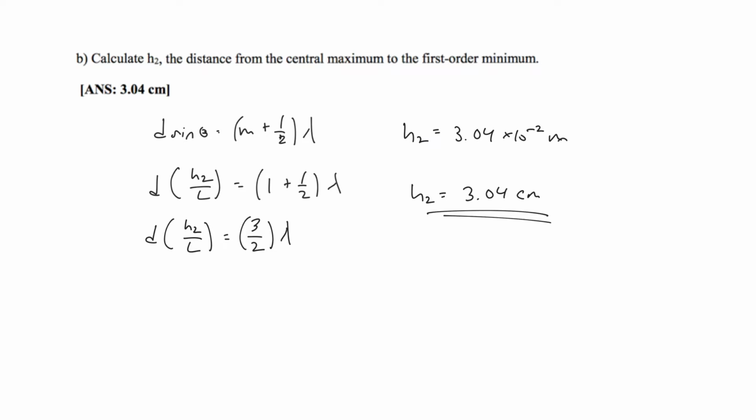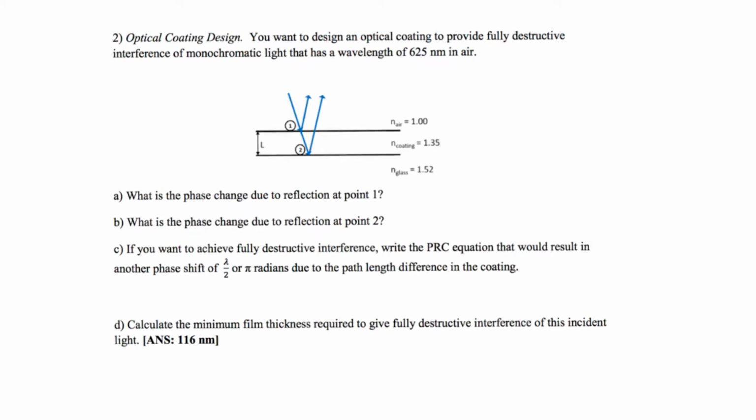So remember the keys to this problem. We need to choose the right equation. So remembering this, d sine theta equals (m plus 1/2) lambda gives us the destructive interference condition, or the distance, or the angle, really, the deflection angle to the minima, or the dark spots. And d sine theta equals m lambda gives us the condition for the maxima, or the bright spots, because that's our fully constructive interference.